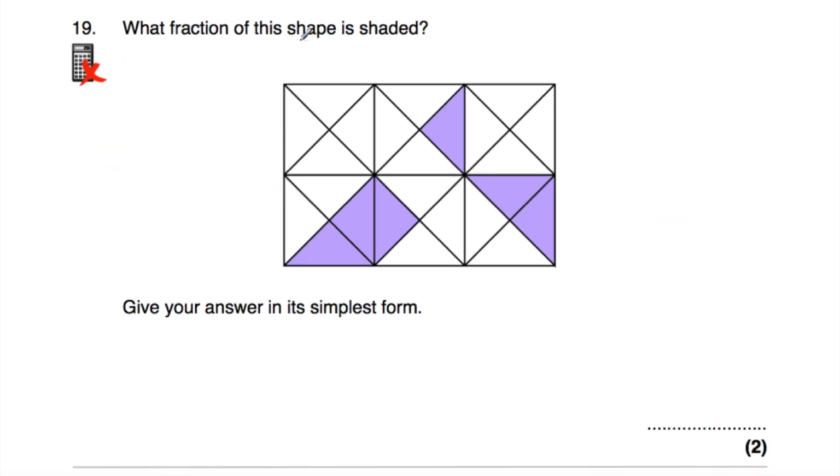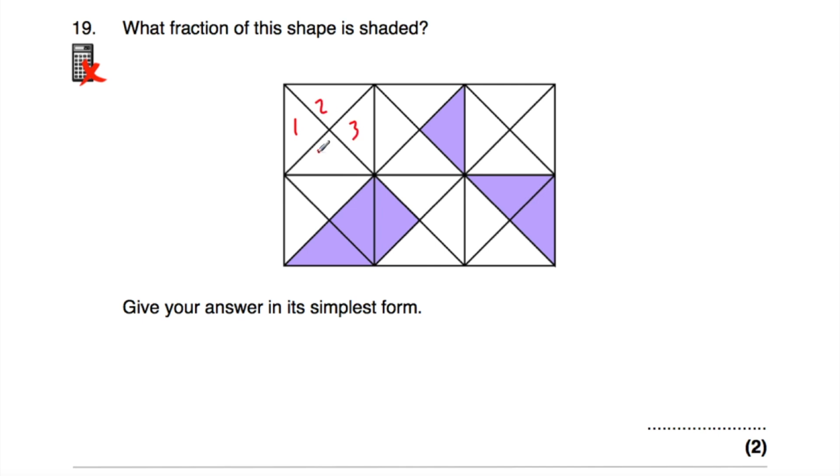Okay, let's have a look at our next question, question number 19. Question number 19 says, what fraction of the shape is shaded? So we've got this shape, and we've been asked what fraction of this shape is shaded. As you can see here, we've got 1, 2, 3, 4, 5, 6 squares, and each of those squares is cut into 4 triangles, and 6 times 4 is 24. So that means there must be 24 little triangles, and you can count them.